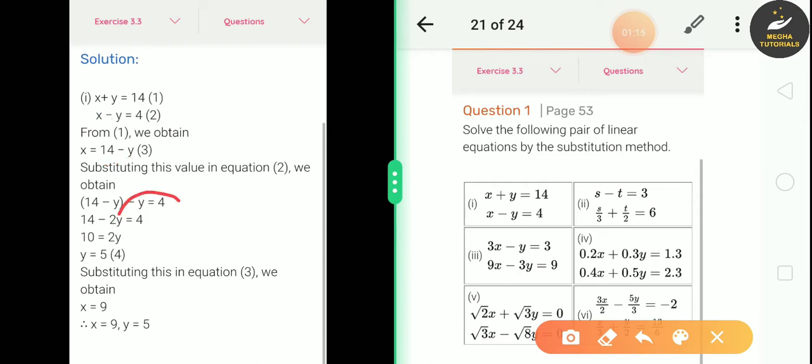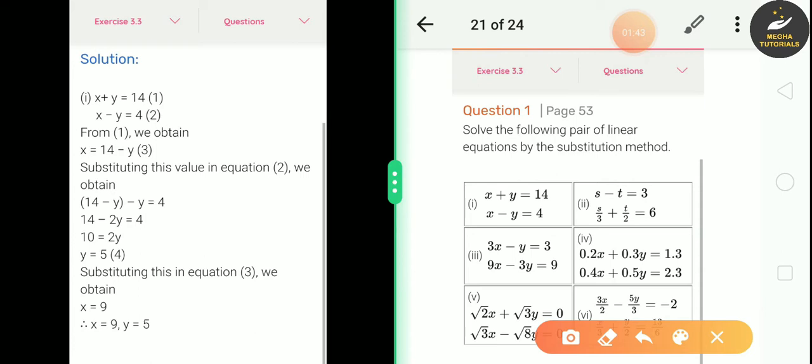2y on the right side will be plus, and transpose 4 to the left side, so you will get 14 minus 4 is equal to 2y. So 14 minus 4 is equal to 10, so we get 10 is equal to 2y. Then transpose 2 to the left hand side, so you will get y is equal to 10 upon 2. So finally you will get y is equal to 5. Consider y is equal to 5 as equation 4.